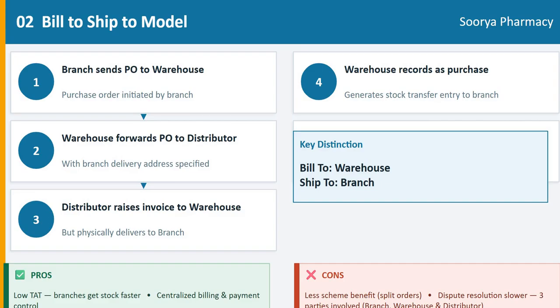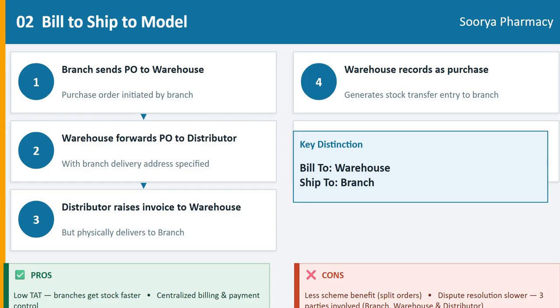Now the cons, or disadvantages. If the requirements are sent to the distributors branch-wise, there are chances that the organization gets lesser benefits of the schemes or offers that distributors run in terms of bulk quantity. The second con could be dispute resolution. If there is some dispute in terms of products, different parties have to get involved, the branch, warehouse and distributor, to solve this.